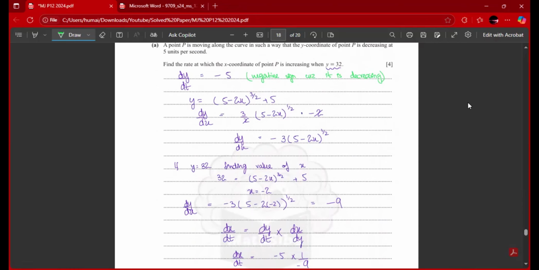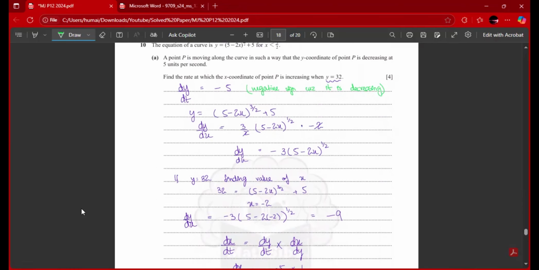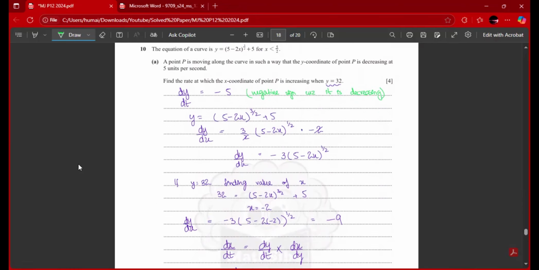We have to find the coordinates of x, and we have to find at what rate, meaning at what speed, my x coordinates are increasing when my value of y was 32. A beautiful question. Okay, so now we have dy over dt, which means dy over dt is -5. So if I find dy over dx, I could arrange the equation such that I could find dx over dt, meaning the speed of the x coordinates.